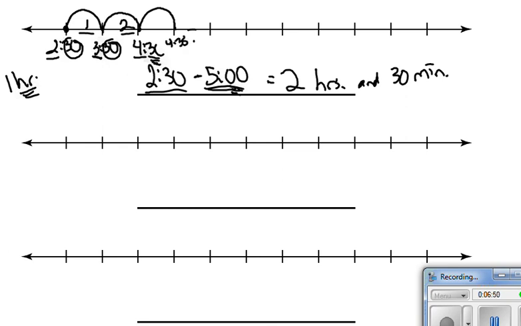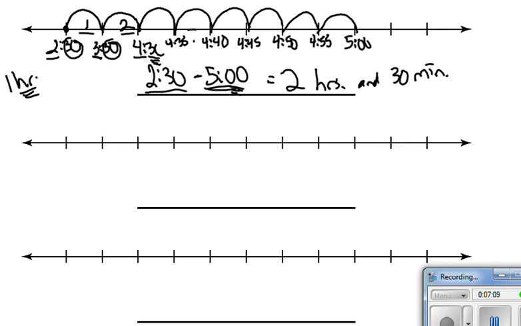There's 4:35, 4:40, 4:45, 4:50, 4:55, 5 o'clock. These are all 5-minute intervals. 5, 10, 15, 20, 25, 30. Again, 30 minutes. It really doesn't matter how you do it, just as long as you get 30 minutes.